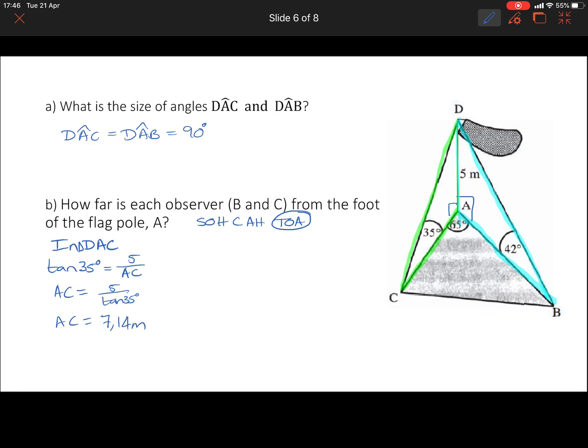You type that into your calculator and you find out that AC is a length of 7,14 meters. The minute you've worked something out, put it in on your diagram because you might need it for a later question.